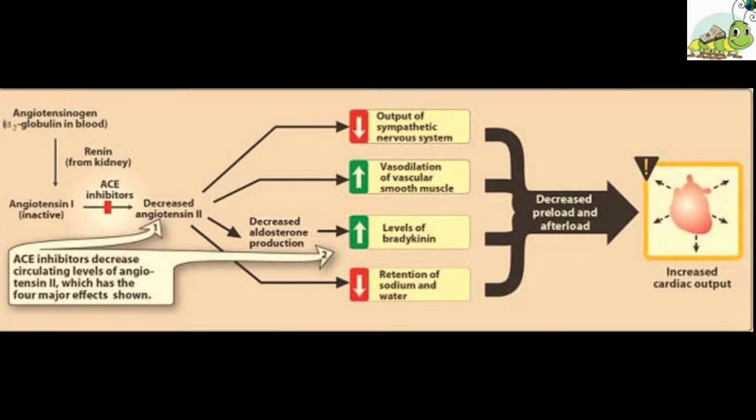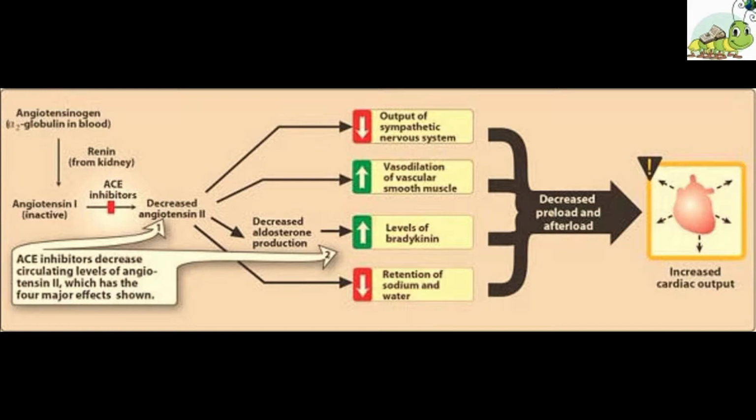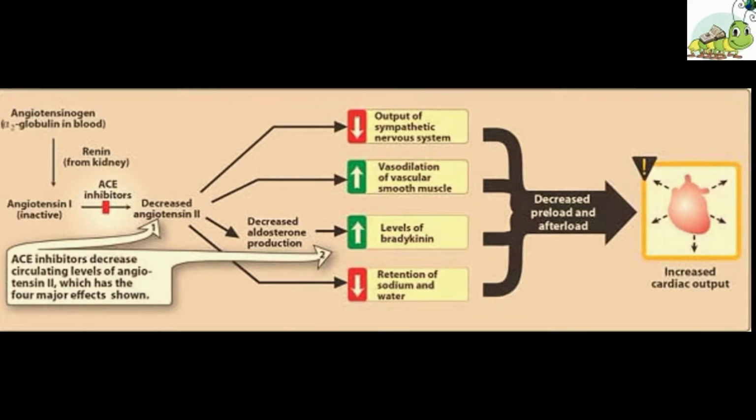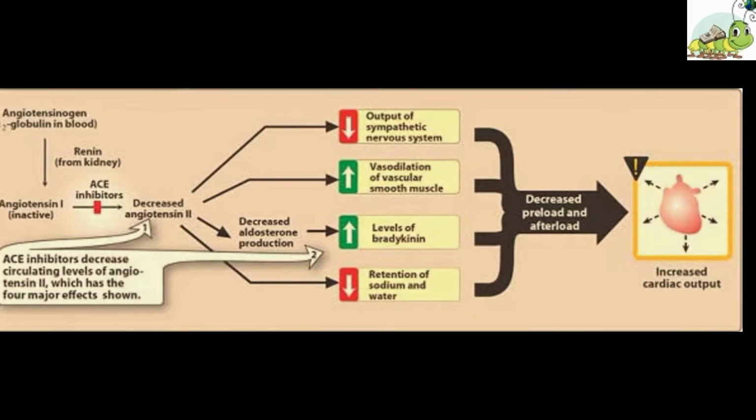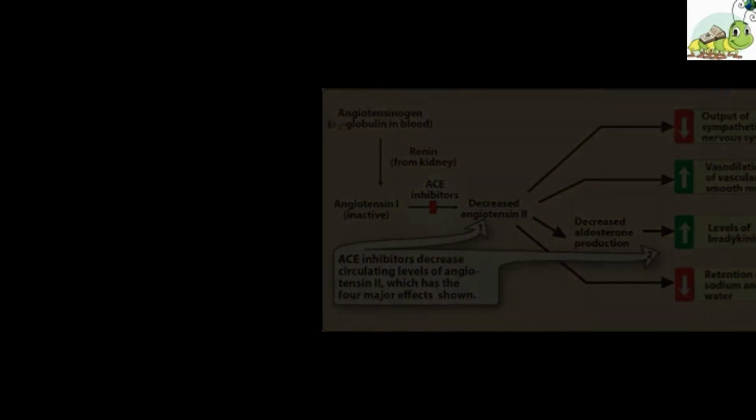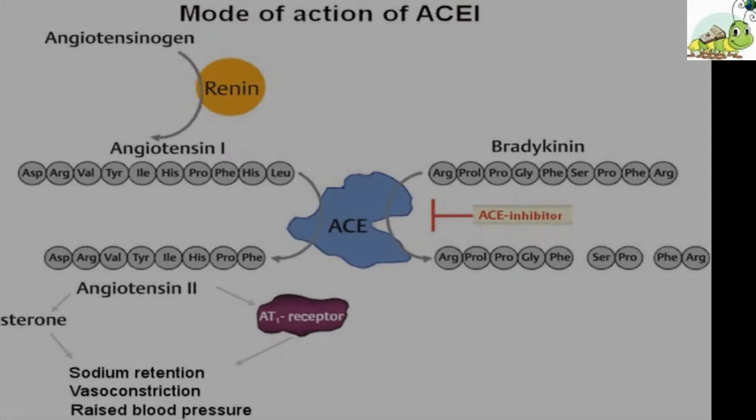Memorize it. The vasodilation occurs as a result of the combined effects of lower vasoconstriction caused by diminished level of angiotensin 2 and the potent vasodilating effect of increased bradykinin. By reducing circulating angiotensin 2 levels, ACE inhibitors also decrease the secretion of aldosterone, resulting in decreased sodium and water retention. This is the mechanism of action.